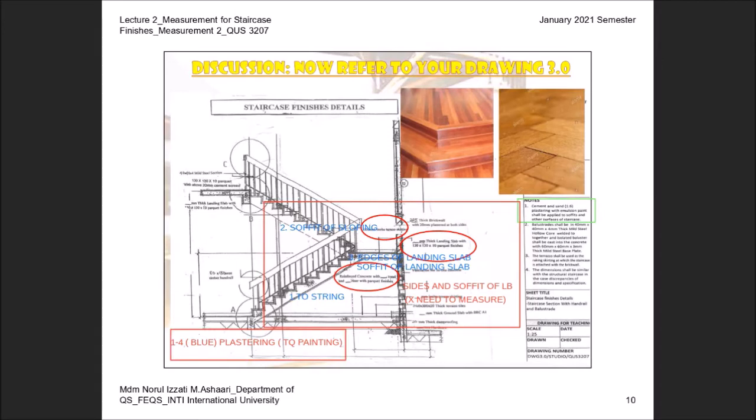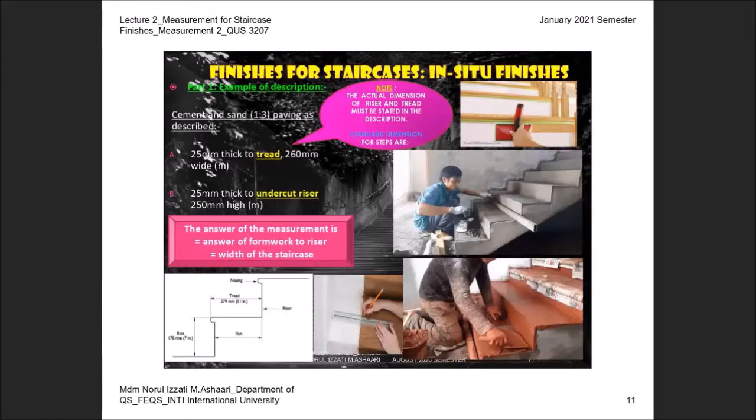Okay, and then the other one, the side and soffit of landing beam: you don't have to measure it if the side and soffit of landing beam is attached to the brick wall. We will do the detailed discussion on this one in the studio later. Okay, let's see the example for number 1. The example for number 1 is where you can see this photo.